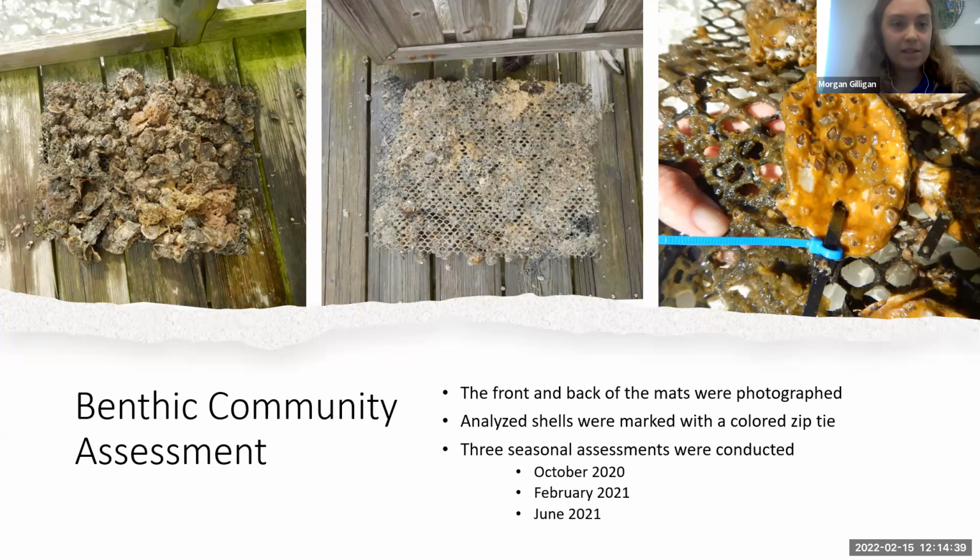So I analyzed 10% of the entire dock, which was the 6 mats, excluding Sebastian, which was 4. The front and back of the mats were photographed, and 6 shells on each mat were analyzed across 3 seasonal assessments. And these individual shells were denoted with a colored zip tie. The assessments were October 2020, February 2021, and June 2021.